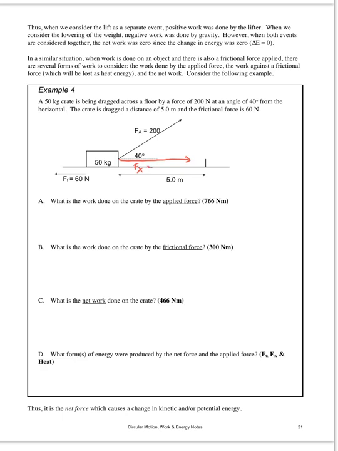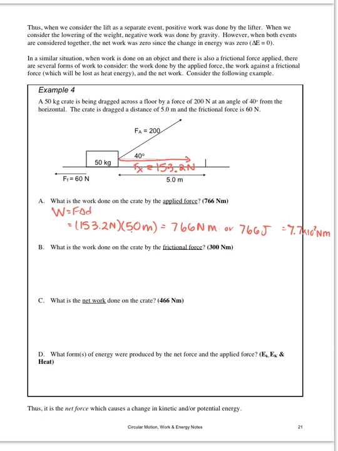Again, that'll be 200 times the cos of 40, which I got to be 153.2 newtons. So work is the force times the distance covered. So the force in this case was our 153.2 newtons times the distance covered, which was 5 meters, and we get 766 Newton meters, or 766 joules, doesn't matter. Technically, I guess this should be 7.7 times 10 to the 2 Newton meters with significant digits.